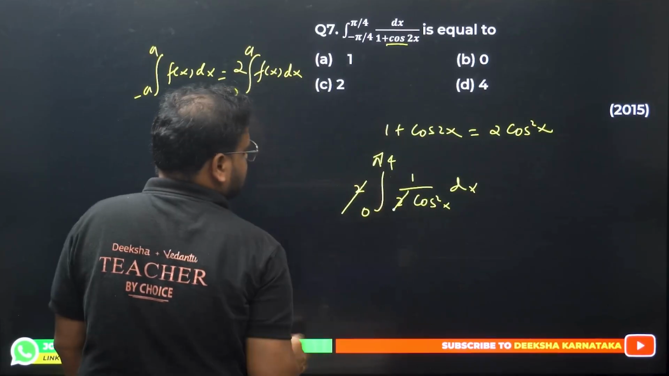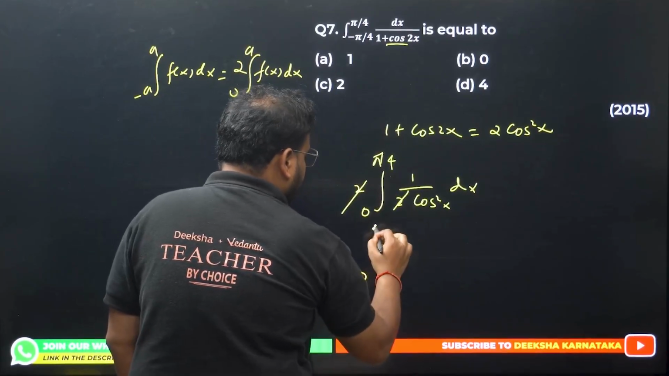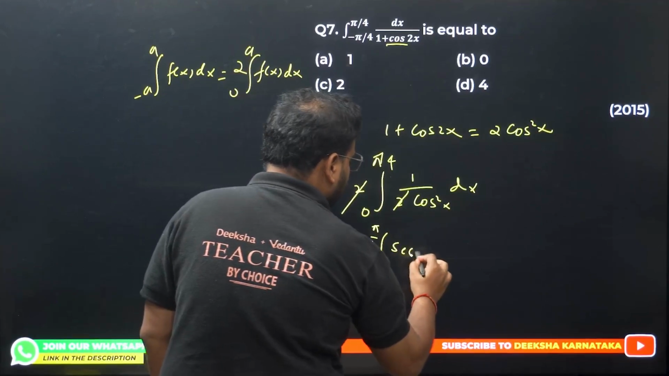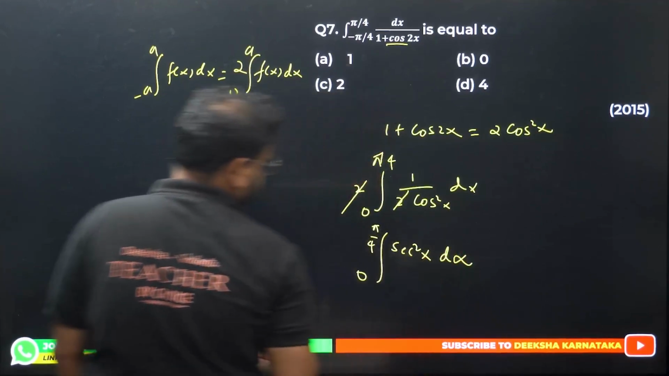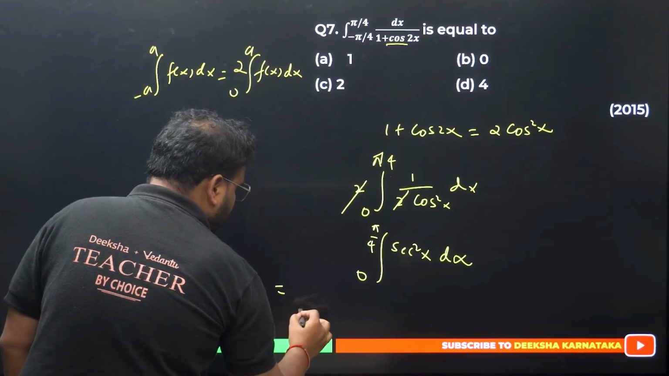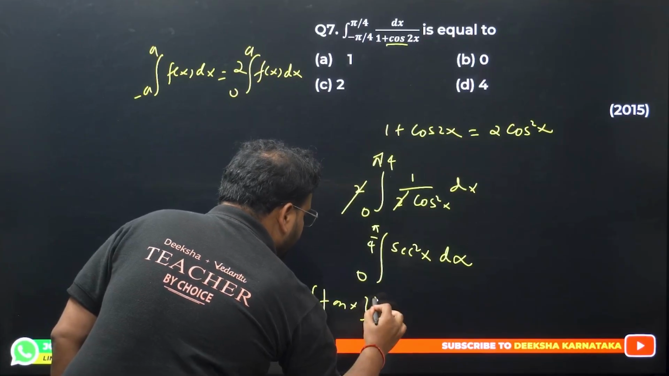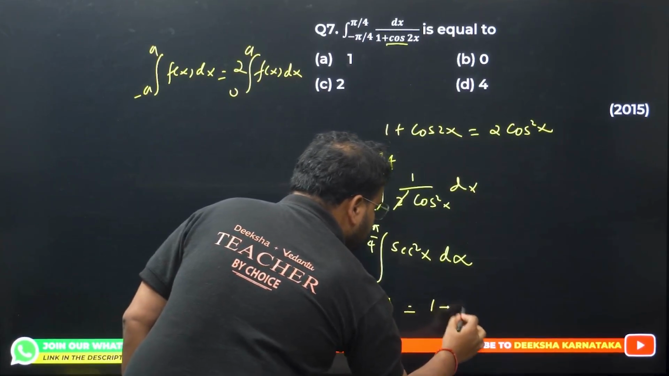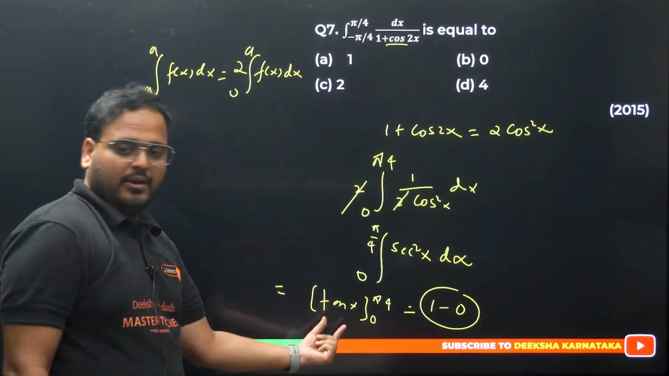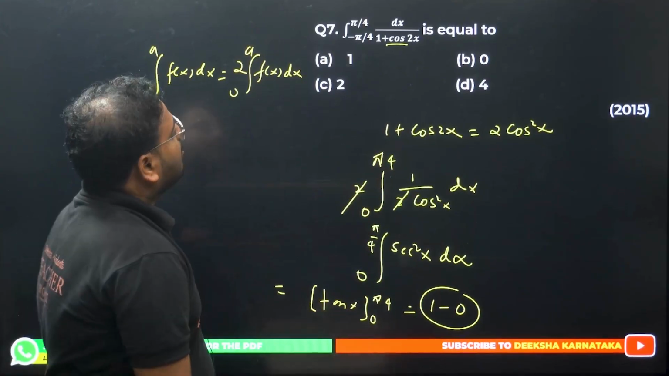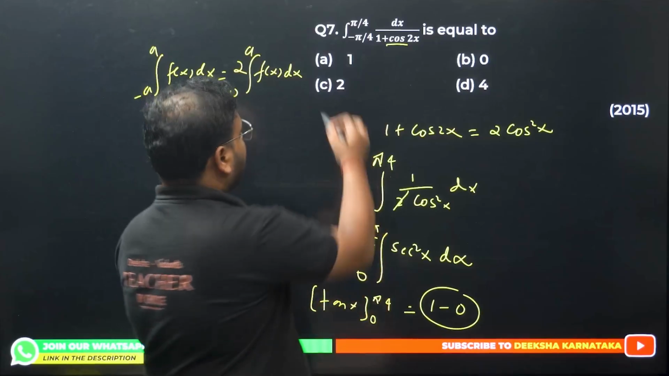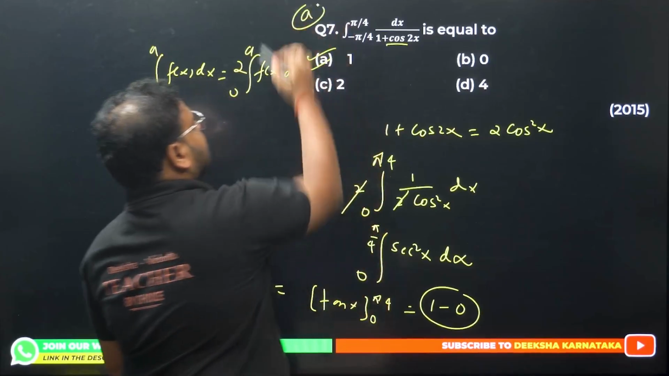This 2 and this 2 cancel. I get 0 to pi by 4, sec square of x dx. So I get what? Tan of x is the integration of sec square, from 0 to pi by 4. What is the answer? Tan pi by 4 is 1. Tan 0 is 0. Answer is 1 minus 0. Hence 1. Option A is correct.